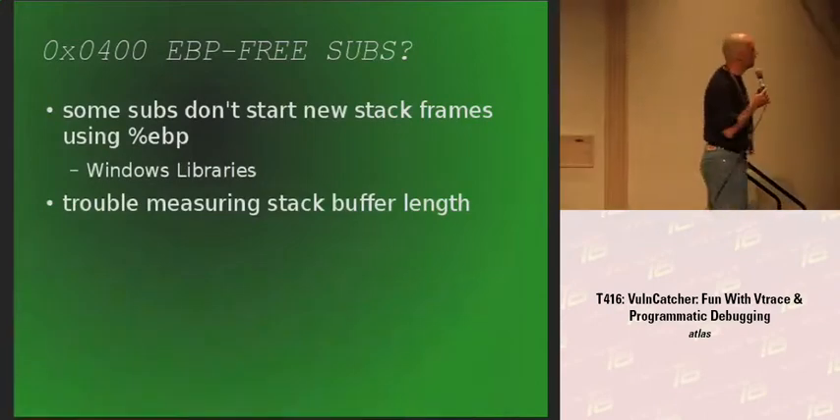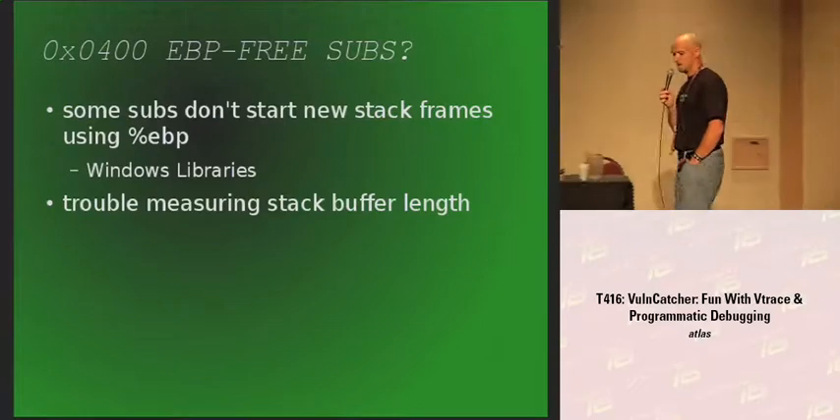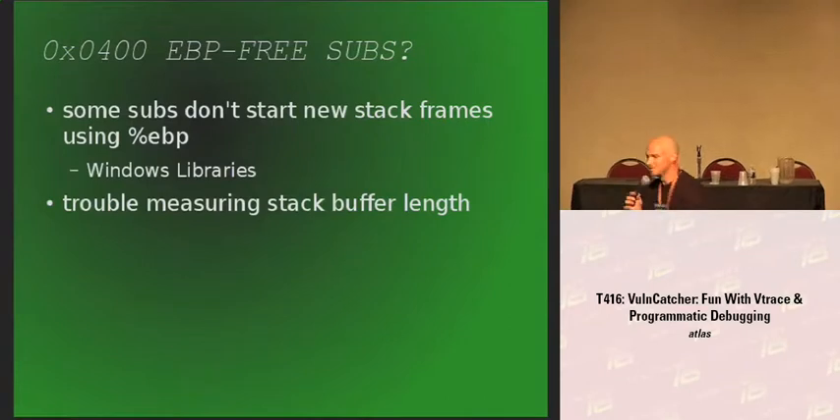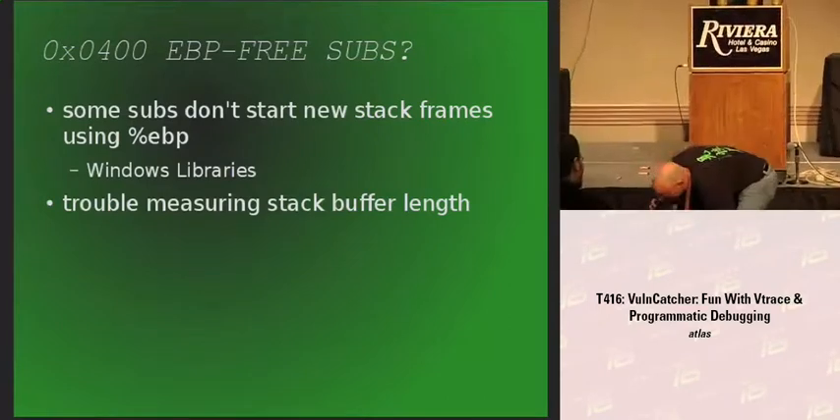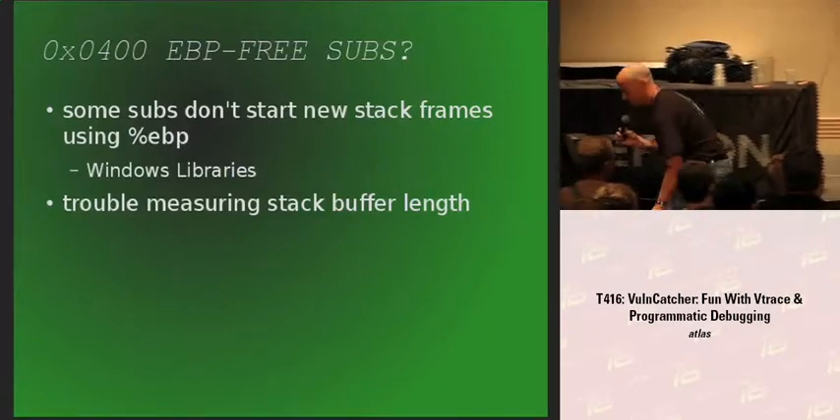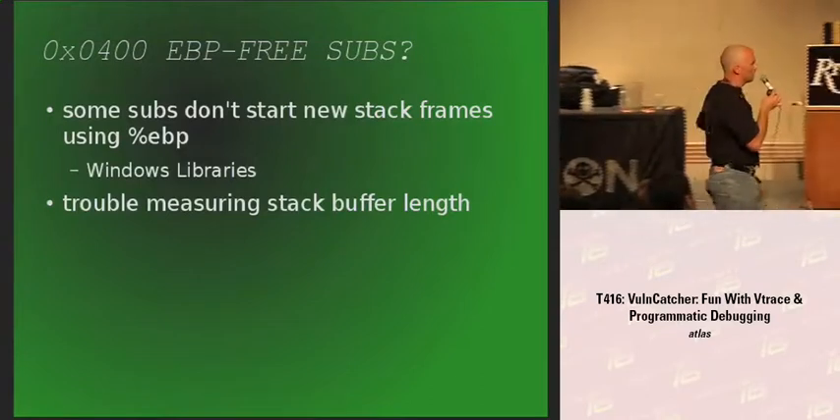Except when attacking certain libraries. Some subroutines don't start off by changing the base pointer. They use that base pointer for, well, whatever else they want to use it for. So measuring to the base pointer is not going to get us there. So what do we do? How do we overcome this?